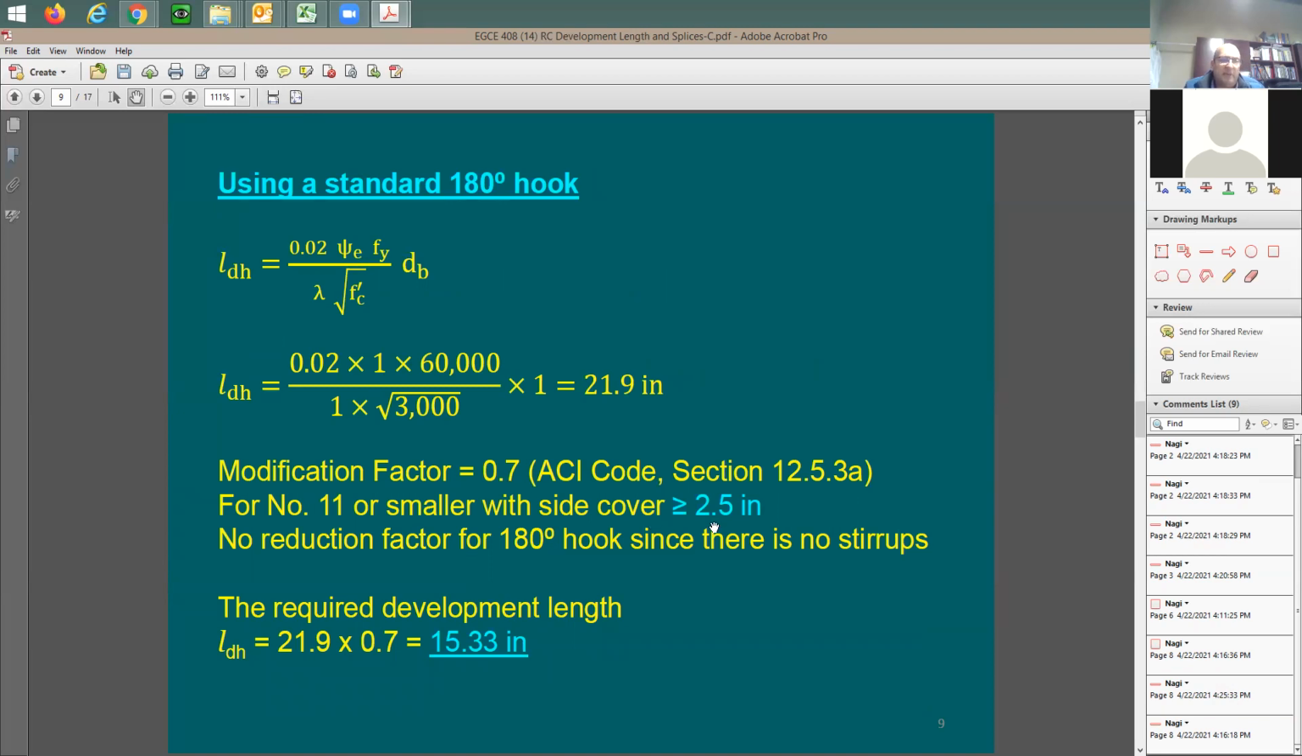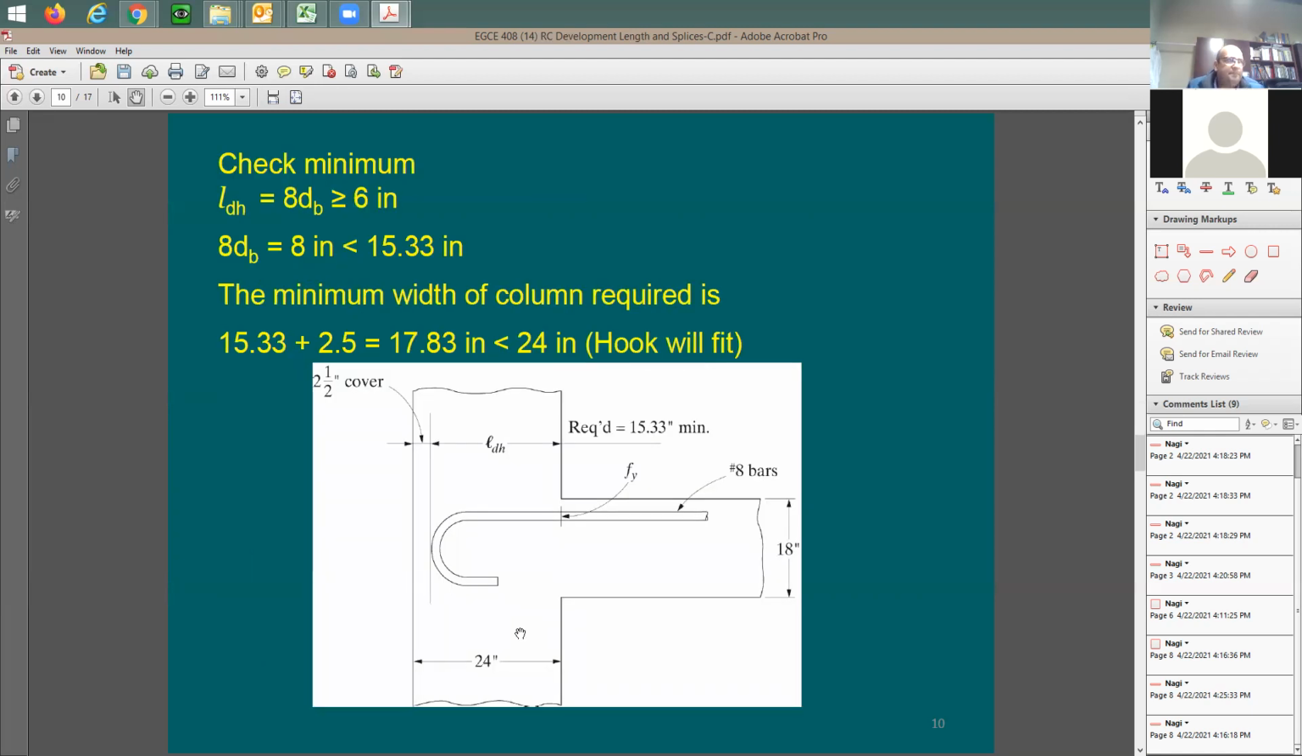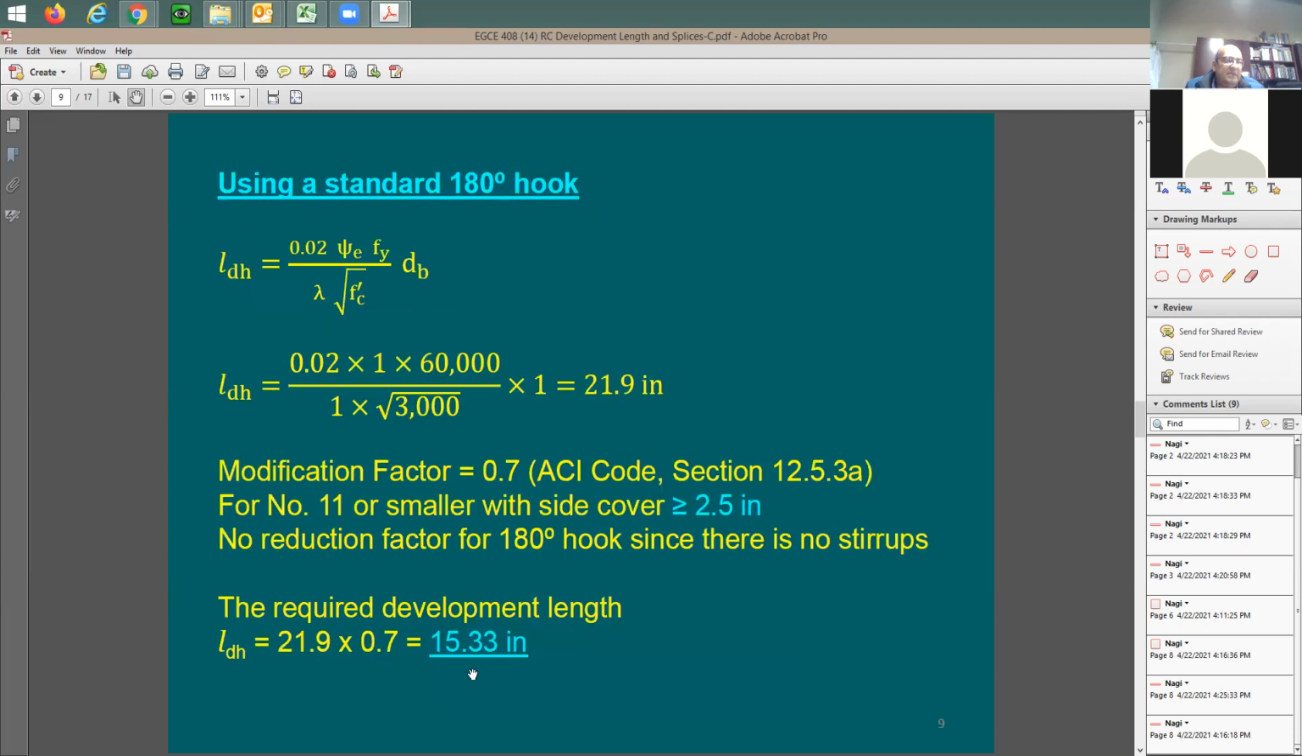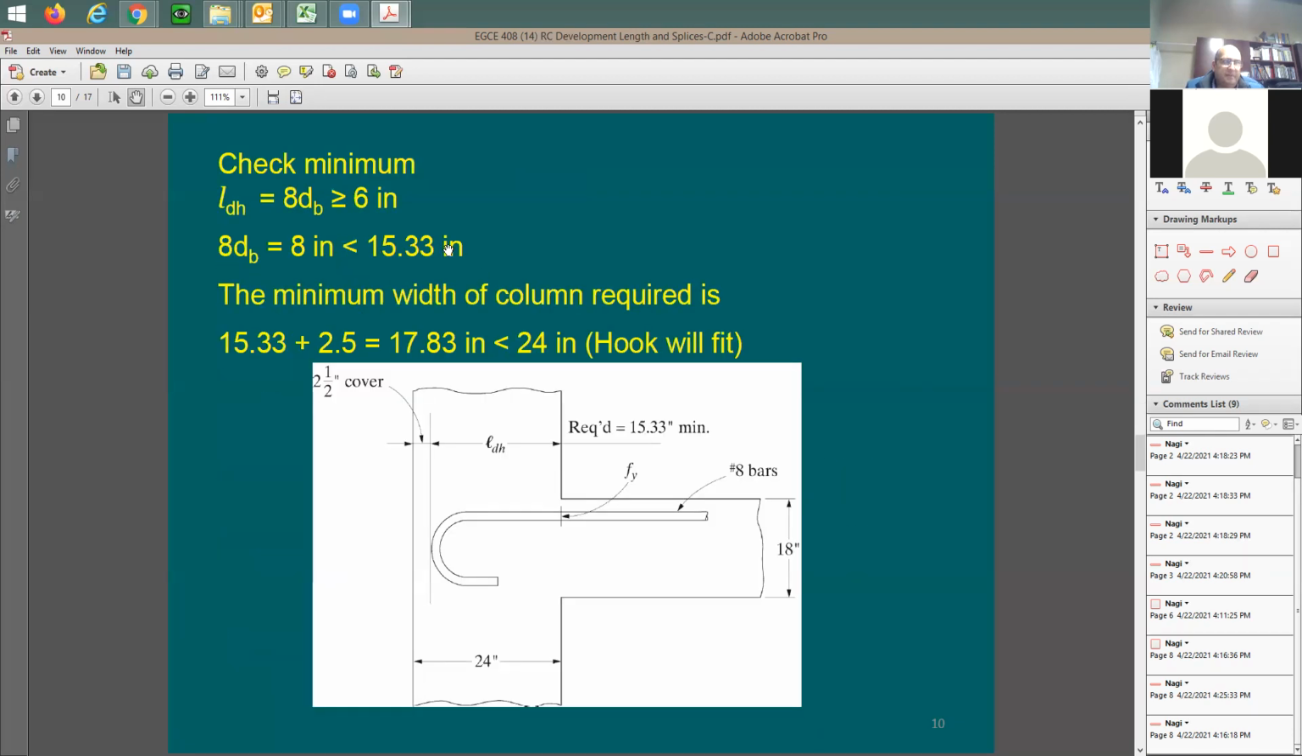If the side cover is going to be more than 2.5 inches to that specific rebar, you can use a reduction of 0.7. So when I use 0.7 times 21.9, now I end up with 15.33 inches. Now let me check here the geometry of the beam and whether it's going to be okay or not. When you check the minimum here, it's going to be 8 times dB or 6 inches. So I said, great. 8 times dB is going to be 8 inches. 8 inches more than 6 inches because I have here 2 minimums, right? But based on this analysis, I need to have about 15.33.